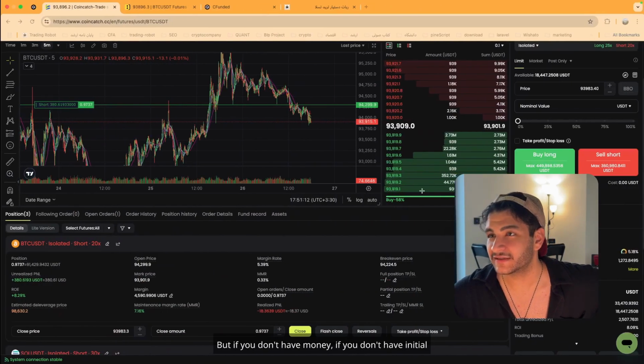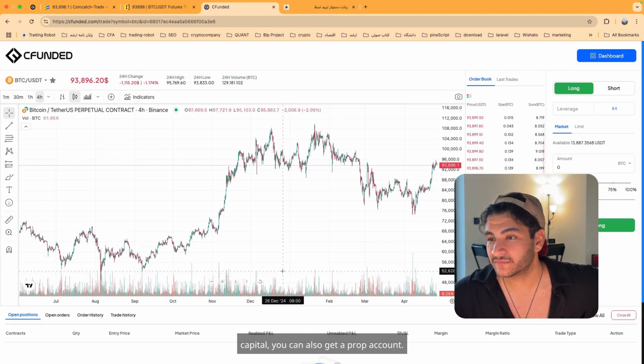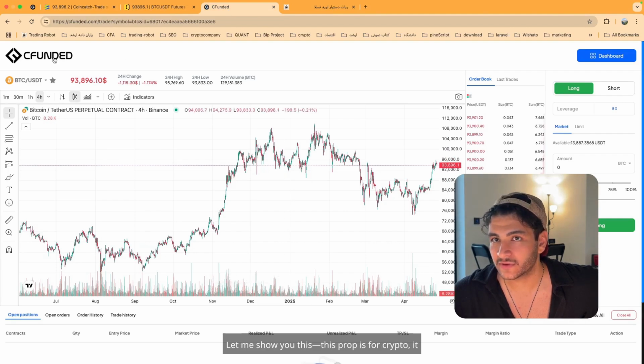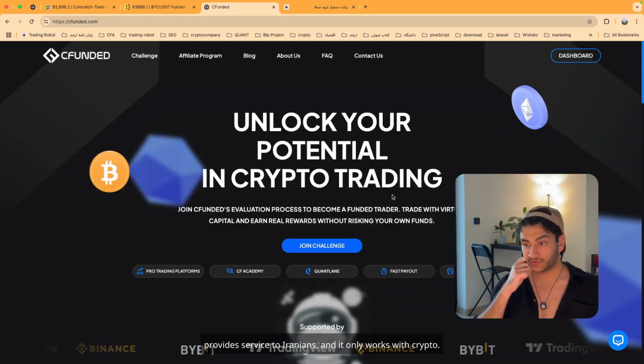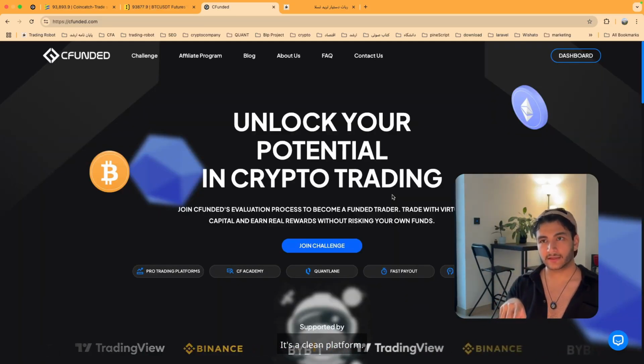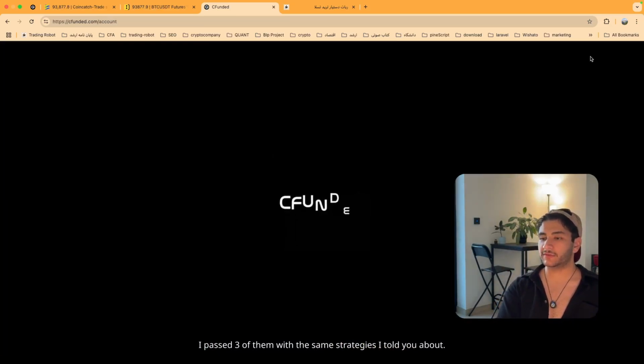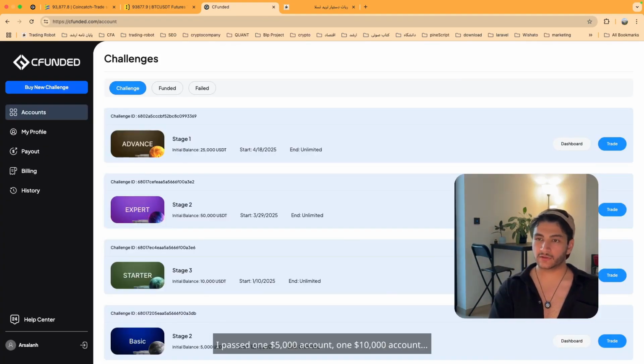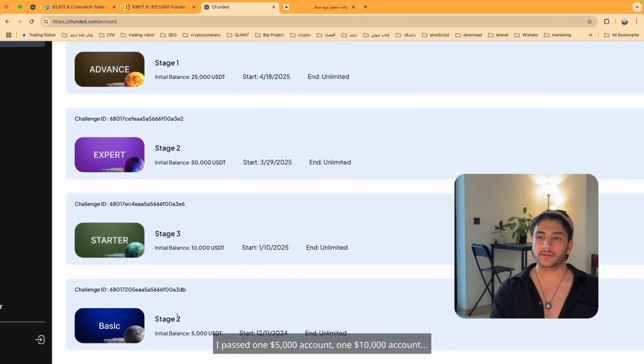But if you don't have money, if you don't have initial capital, you can also get a prop account. Let me show you this. This prop is for crypto. It provides service to Iranians and it only works with crypto. It's a clean platform. I passed 3 of them with the same strategies I told you about. I passed one $5,000 account, one $10,000 account.